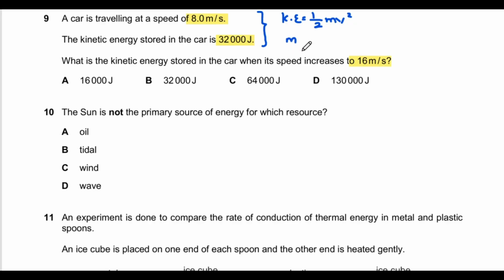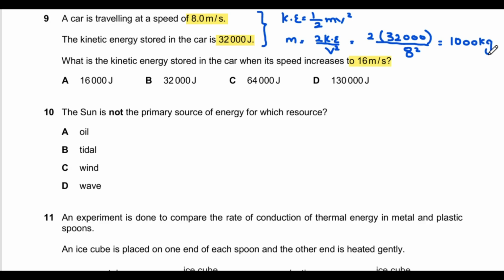Kinetic energy is half m v squared. To get the mass, I'll rearrange the equation and it would be 2 times kinetic energy over v squared. Now I will plug in the values. It would be 2 times the value of kinetic energy, which is 32,000, over velocity, which is 8, so it would be 8 squared. Calculating it, the value of mass will turn out to be 1000 kg.